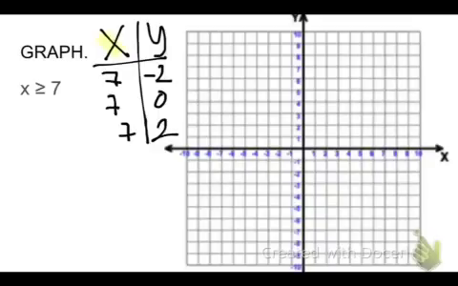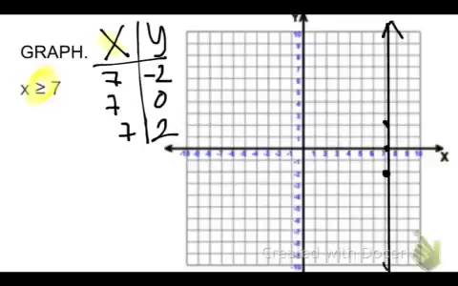From here, I'm going to go ahead and plot these 3 ordered pairs. So I'm going to find 7 on the x-axis, and I'm going to go down to -2 on the y. I'm going to go 7 on the x and stay there. 7 on the x and up 2 on the y-axis. Okay, I'm going to look at my inequality, which is a greater than or equal to. That tells me I need a solid line. Okay, my line's a little bit off. I see that. Hope you'll forgive me.